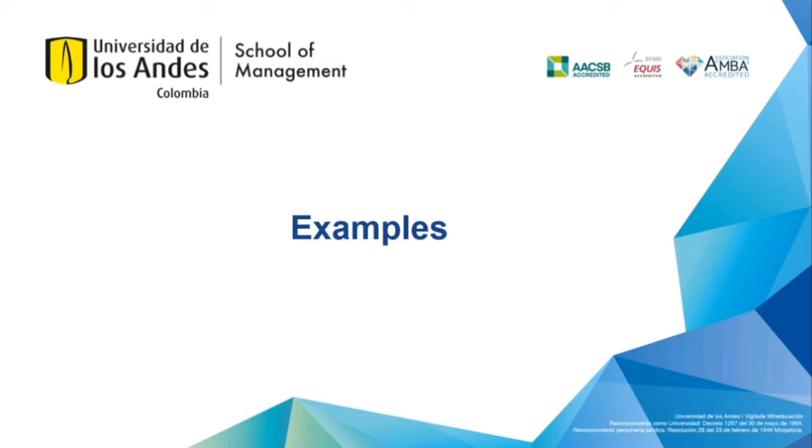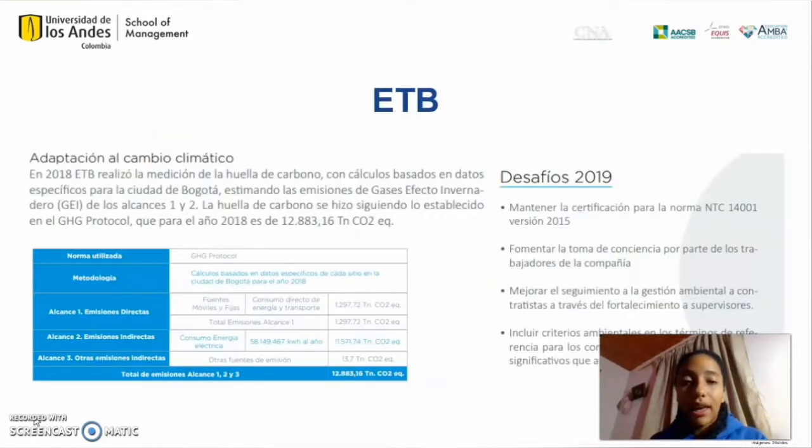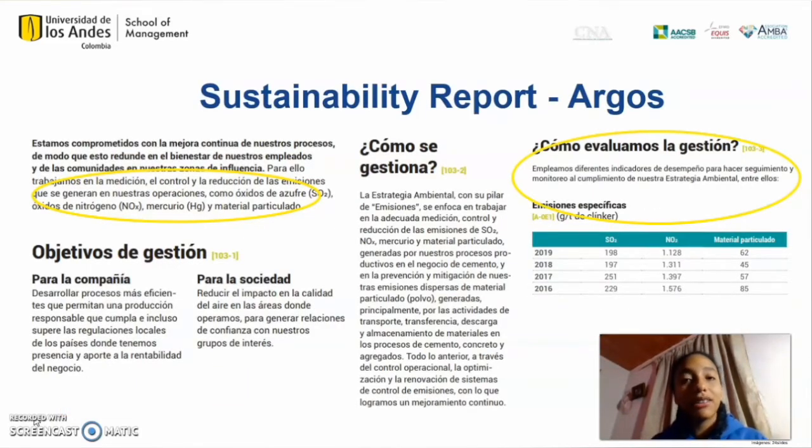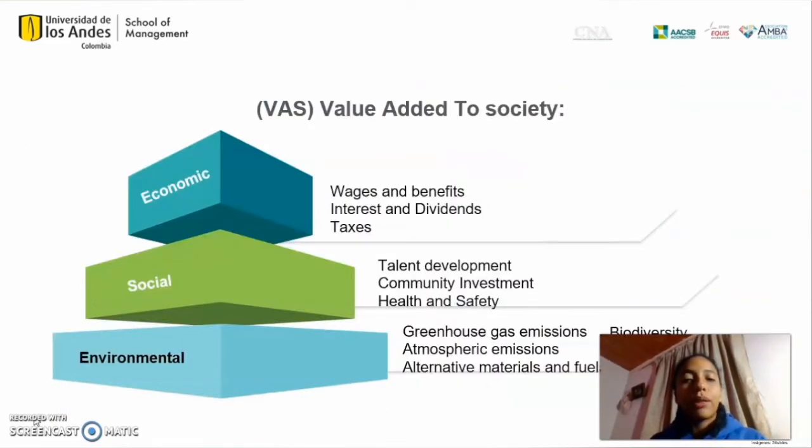There are several cases of which we could speak as an example of the TCFD recommendations. Banco Itaú, Grupo Nutresa, ETB, Avianca, and others. However, today we will see the particular case of Grupo Arcos. In the last integrated report, Grupo Arcos used VAS, value added to society, as a metric. One of their three approaches was the environmental, and there they analyzed five components: greenhouse gas emissions, atmospheric emissions, alternative materials and fuels, biodiversity, and water consumption.